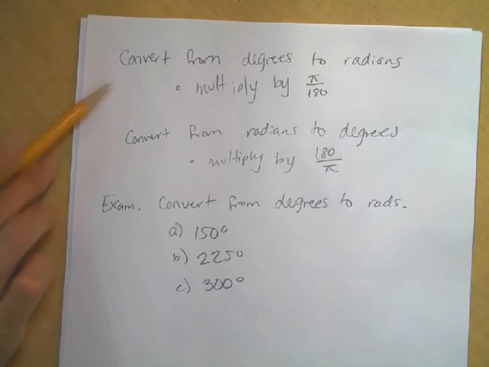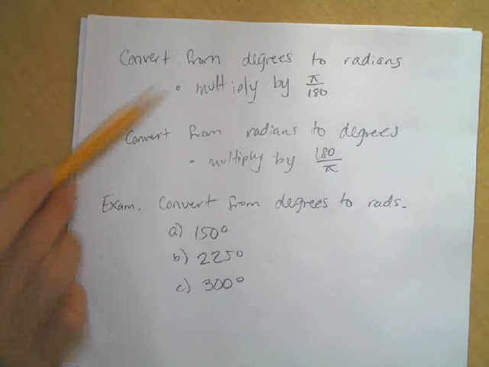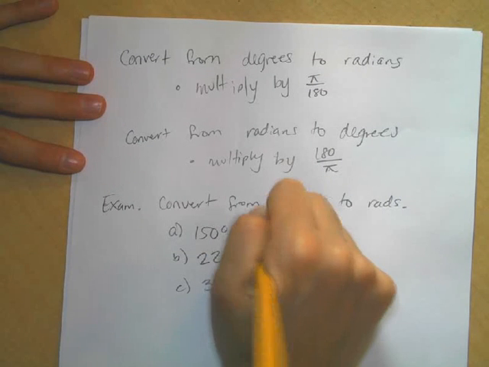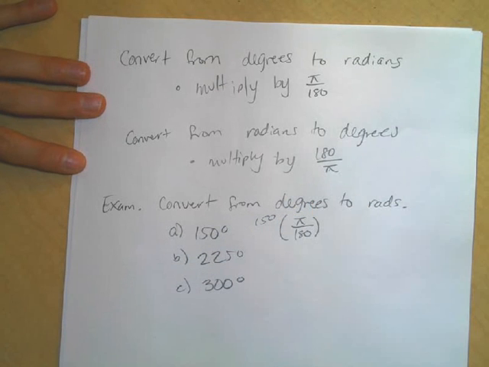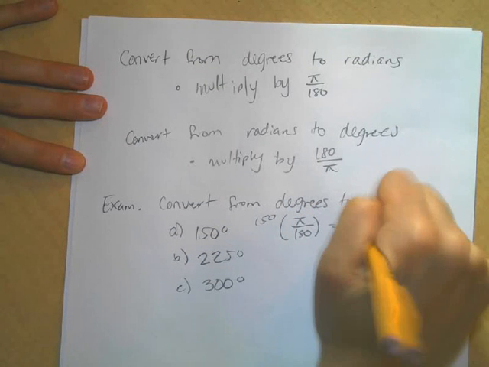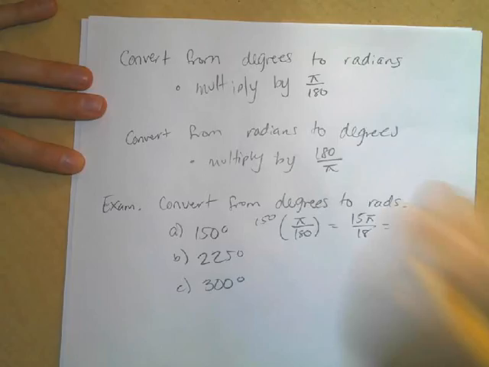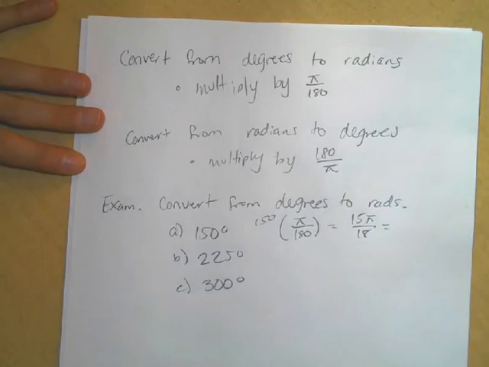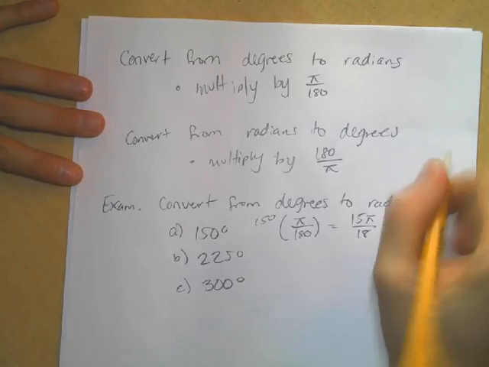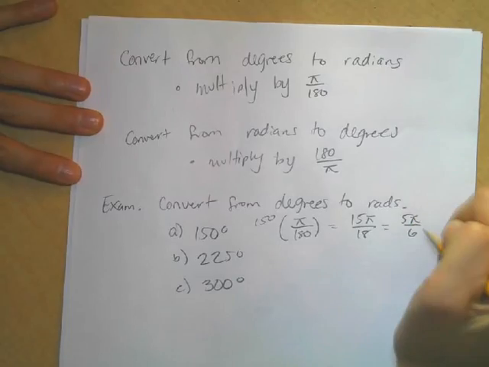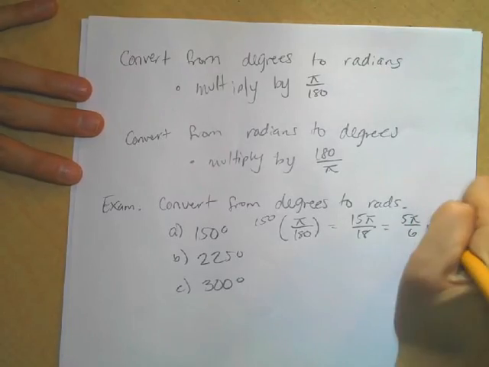It says, what do you do? Multiply by pi over 180. So we say 150 times pi over 180. And we have to reduce the fraction. So that's 15 pi over 18, because the zeros can cancel. And then 15 and 18 can both be divided by what? 3. So that would give us 5 pi over 6. And the answer is 5 pi over 6 radians.